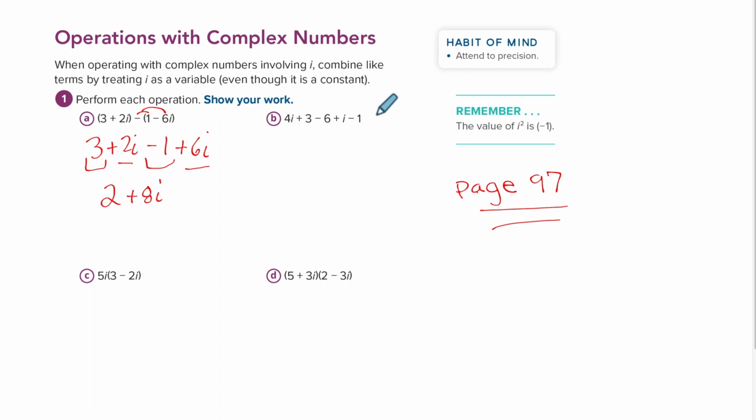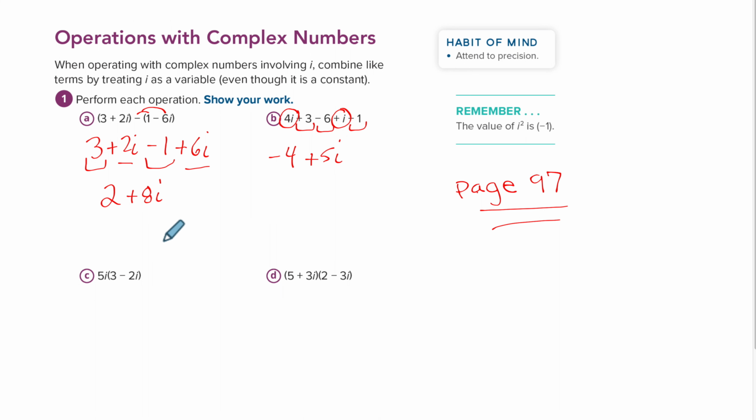Let's look at part B. Part B has no parentheses, so I can put the i's and the real numbers together. So let's do real numbers. Positive 3, a negative 6, and a negative 1. That's the same as 3 minus 7. That's negative 4. And now I'll put the i's together. So 4i and a positive 1i, that's 5i. As I said, these are easy.